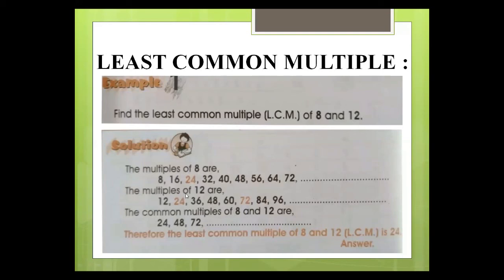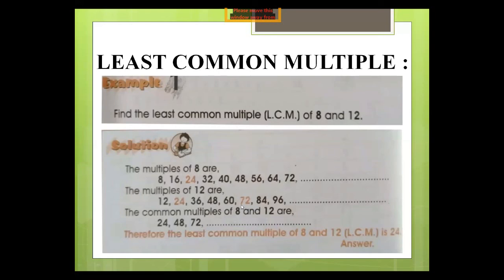Then you find the common multiples. You find two or more common multiples. Here you see that in your book there is a mistake: they don't highlight the common ones. The first common multiple is 24, which is common between these two lists. Also 48 is common in the multiples of 8 and the multiples of 12, so you pick 48 also.